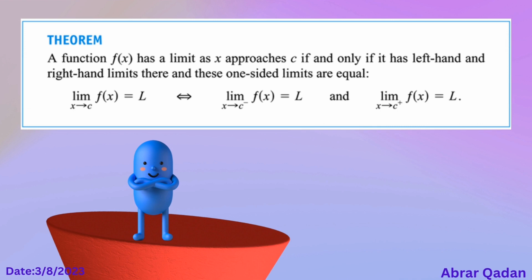Theorem. A function f of x has a limit as x approaches c if and only if it has left-hand and right-hand limits, and these one-sided limits are equal. If you apply the theorem on the graphs, you easily conclude if the limit about a point exists or not.